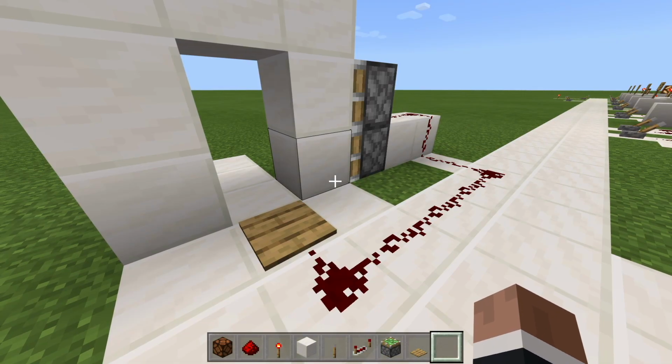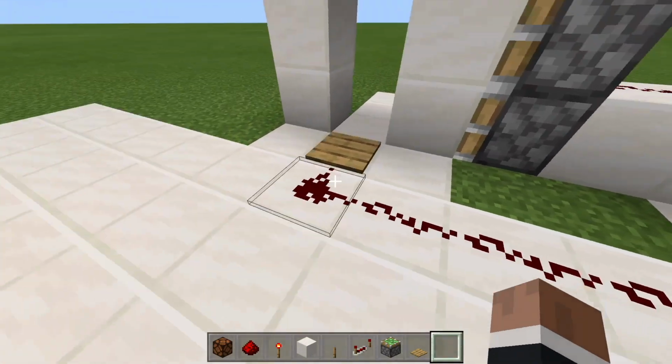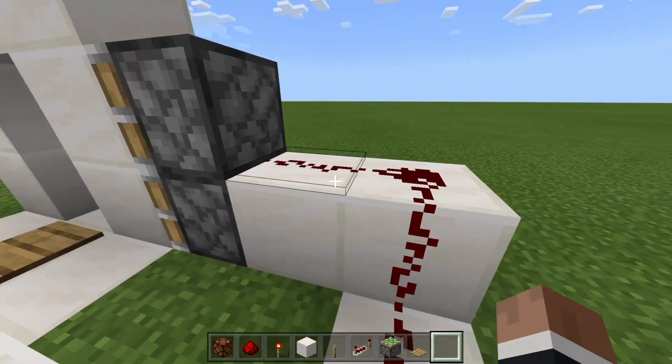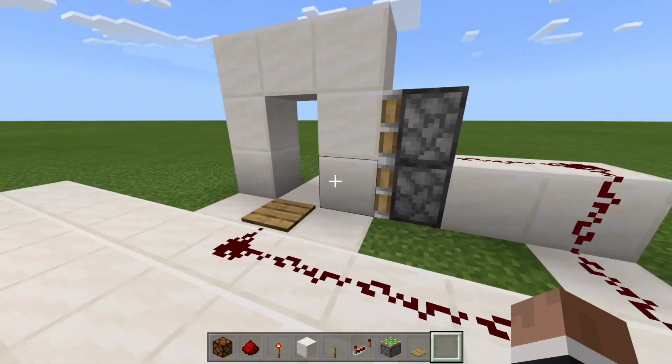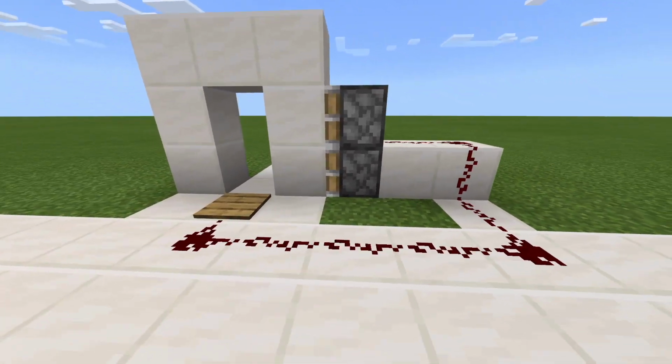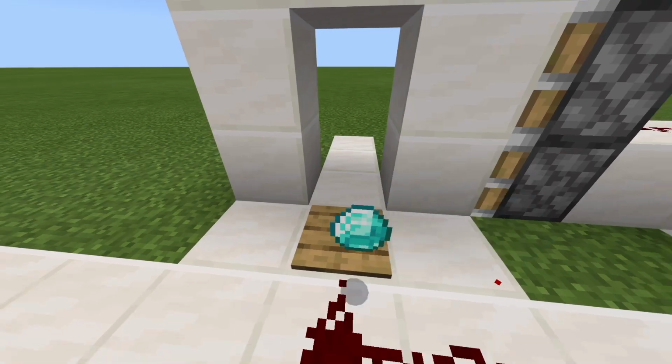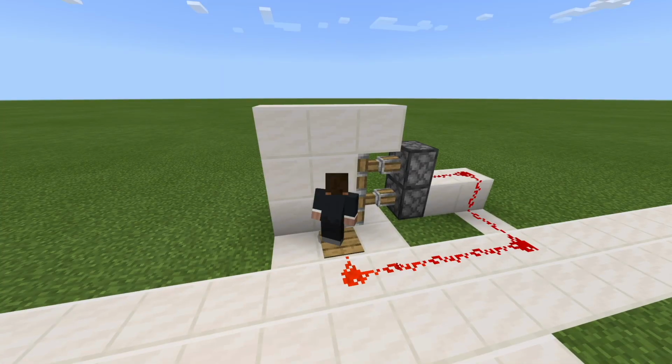I've built a secondary door here so you can see what I mean, and I've left the redstone exposed like this so you can easily see how it works. So if you started to build it like I've done here, you'll notice that the door is not closed by default. And if you try and step on the pressure plate, the door will close. This is the exact opposite of what we wanted.